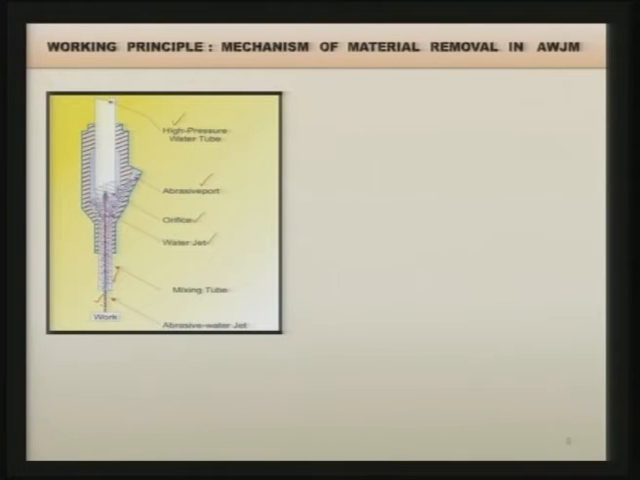of this abrasive water jet is very high, and with such a high velocity, when it hits the workpiece over here, the kinetic energy of the abrasive particle is responsible for removal of the material from the workpiece. We can calculate the kinetic energy of an individual particle by the formula half m v square, where m is the mass of the particle and v is the velocity with which it is hitting the workpiece.